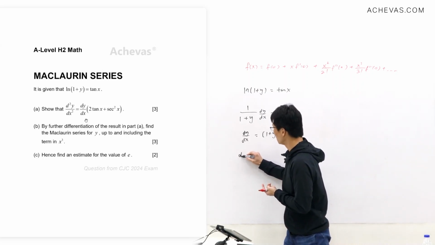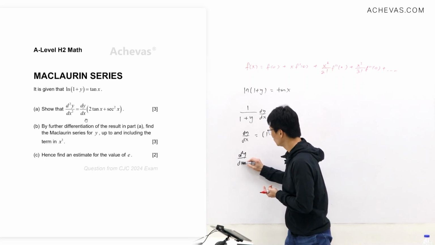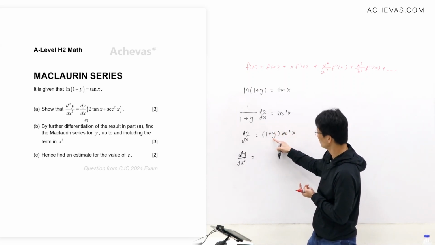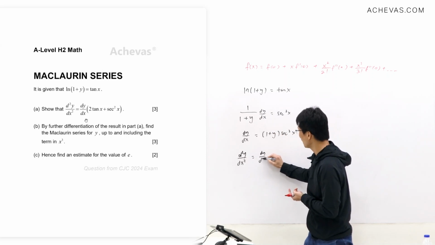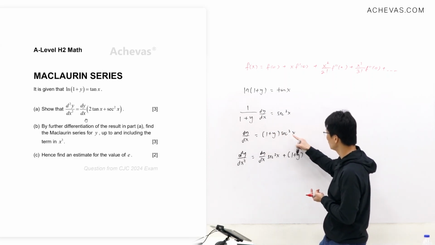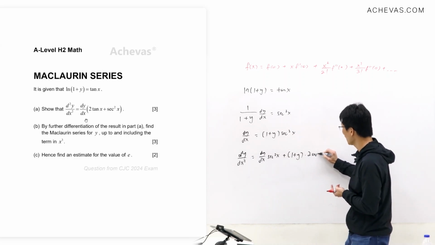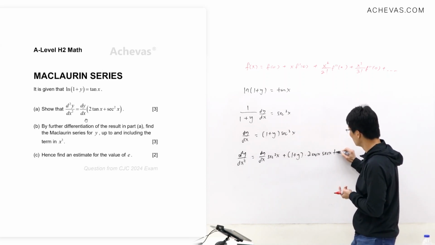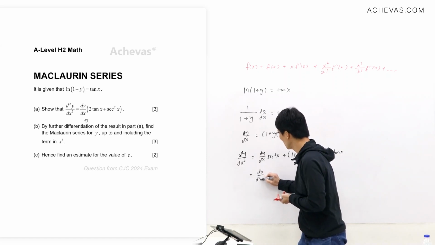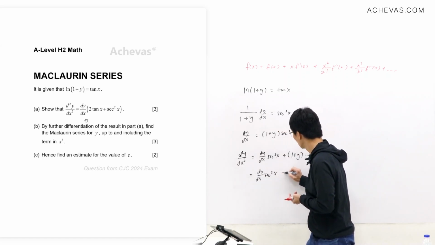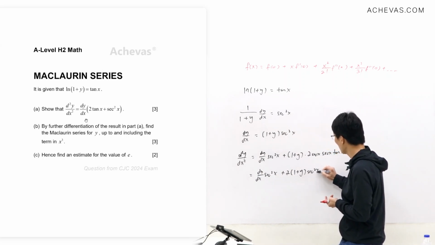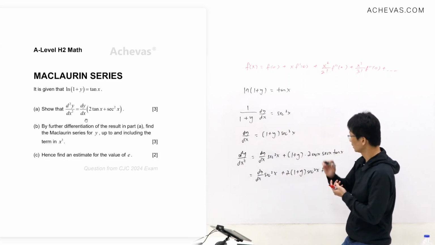So let's do it. Differentiate with respect to x again. I get d²y/dx². This one I'll use the product rule. Maybe I'll keep this first, differentiate this. So I get dy/dx sec²x plus (1 + y), differentiate this, you will get 2 sec x tan x. Okay, let's simplify a bit. So dy/dx sec²x plus 2(1 + y) sec²x tan x.